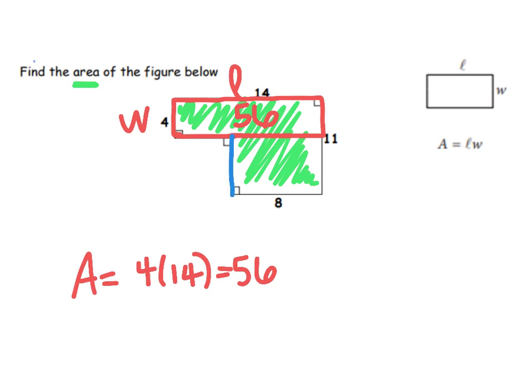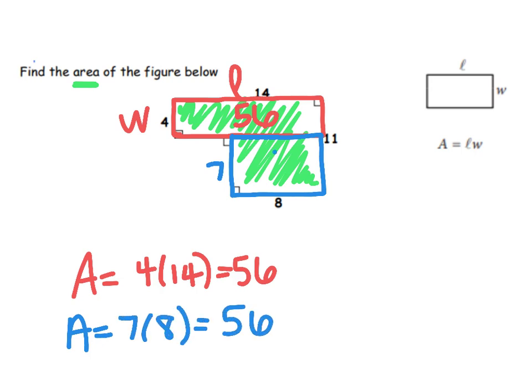Then I'm going to find the area of this piece down here. This piece is not 8 by 11. 11 is the entire height of the room. This is 8 by 11 minus 4, which is 7. So the area of that room would be 7 times 8, which would also be 56. So even though they look completely different, they actually have the same area. They would require the same amount of carpet or tile for both of those areas.